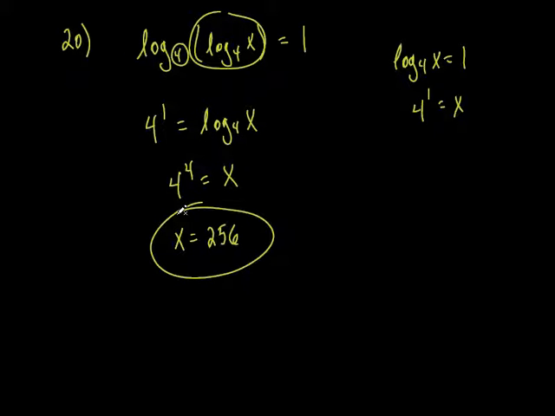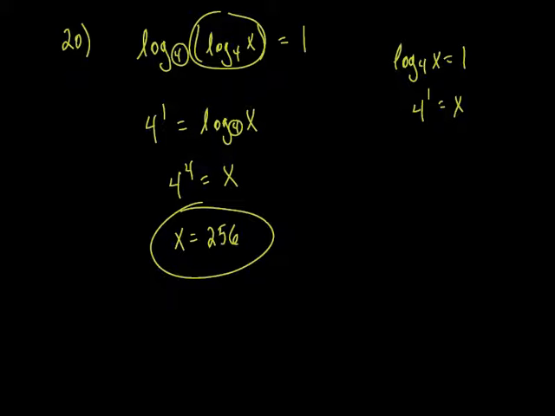I was thinking something would cancel out, but it doesn't. That's probably the way I would do it right there. So you're changing logarithmic form into exponential form twice. Okay, you're going 4 to the first equals this, right? And then you're going 4 to the 4th equals x.